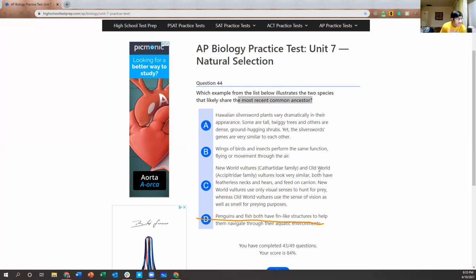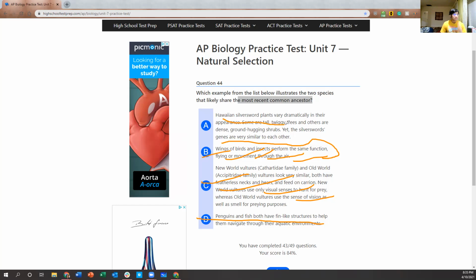New World vultures and Old World vultures look very similar. Both have featherless necks and heads, feed on carrion. They only use visual senses. But I think this could also be wrong, because that might be convergent evolution because they have similar niches. Wings of birds and insects perform the same function. No, that also seems to be convergent evolution.